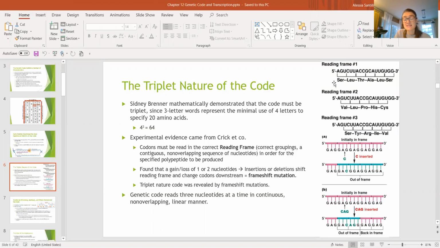However, when they did this with 3 nucleotides, so they either gained 3 nucleotides on the mRNA transcript or lost 3 nucleotides on the mRNA transcript, they reestablished that reading frame. And by reestablishing the reading frame, they got the correct amino acid sequence with just 1 amino acid extra, right? Like at the beginning or at the end, wherever they decided to put the new nucleotides. So the genetic code reads 3 nucleotides at a time in a contiguous, non-overlapping linear manner. And this was basically what they realized from this experiment. And they used viruses for this experiment.